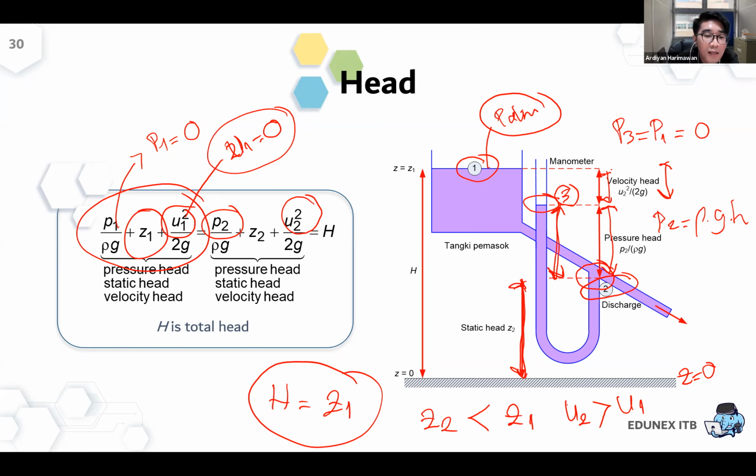Okay. The total should be the same as this one. And you can see the head is the same, right? So this is the total head of point 2, the same as the total of point 1. Okay, any question about what we have discussed previously?